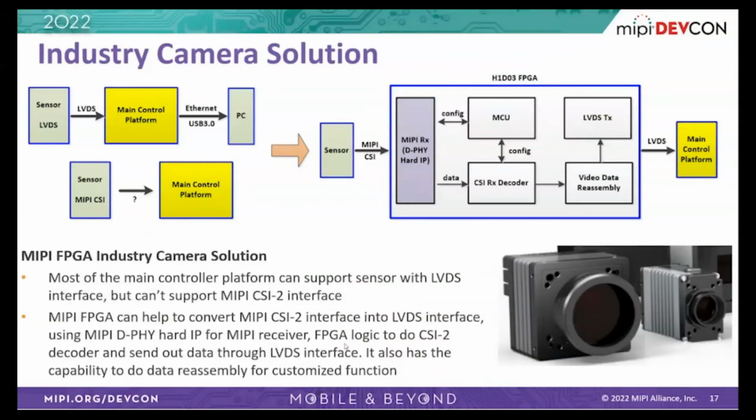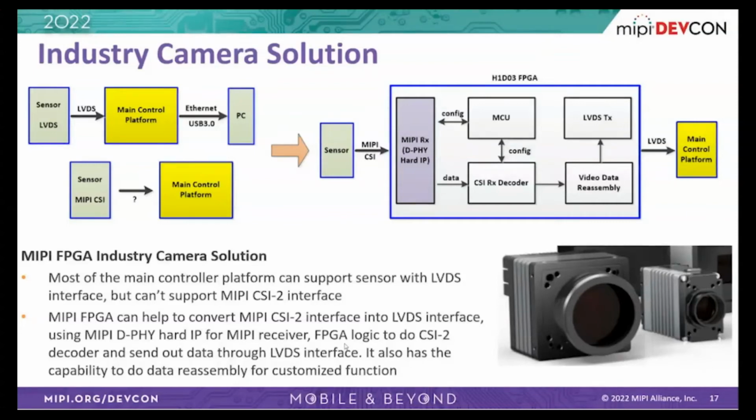Here is the example of the H1D03 used in an industrial camera. The background for this application is that most main control platforms can only support the LVDS interface, because most sensors have an LVDS interface. But some of the main controllers cannot support the CSI interface directly. So it needs a conversion from the MIPI CSI interface to the LVDS interface.